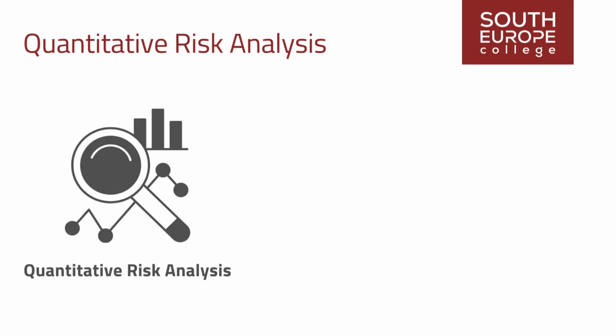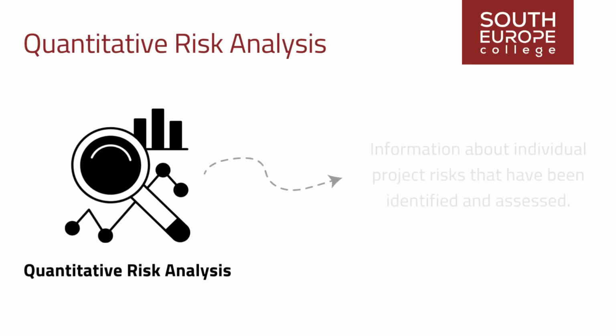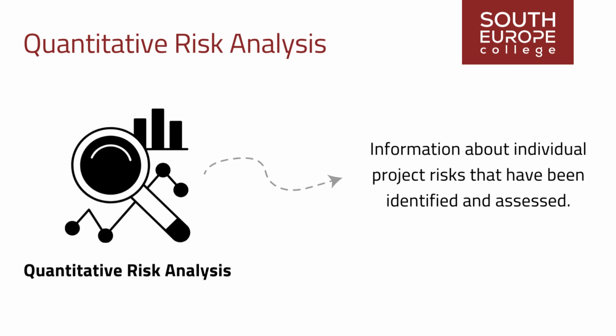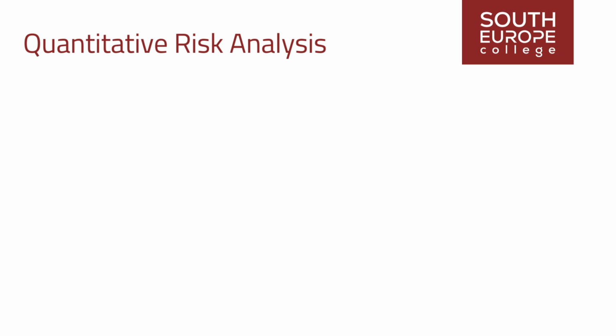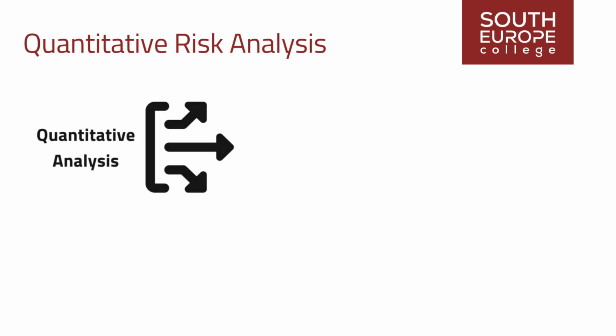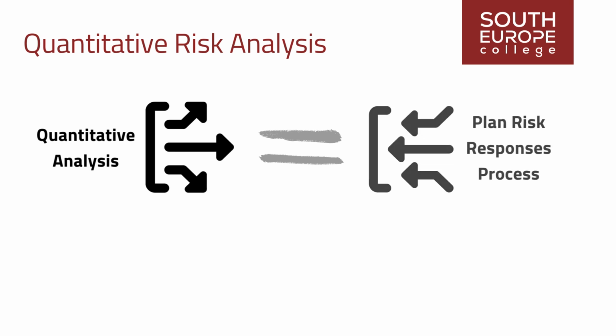Perform quantitative risk analysis relies on information about individual project risks that have been identified and assessed as having significant potential by the Perform qualitative risk analysis process. The outputs from this quantitative analysis serve as inputs for the plan risk responses process, especially in recommending responses to the overall project risk and key individual risks.